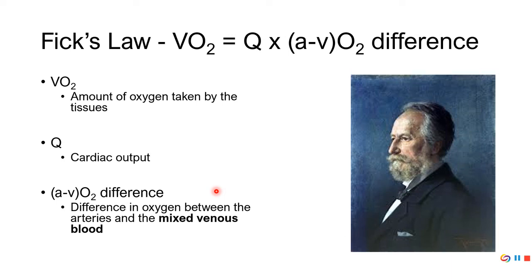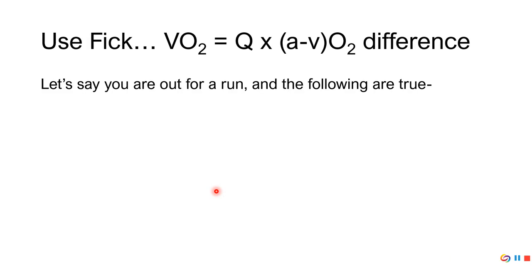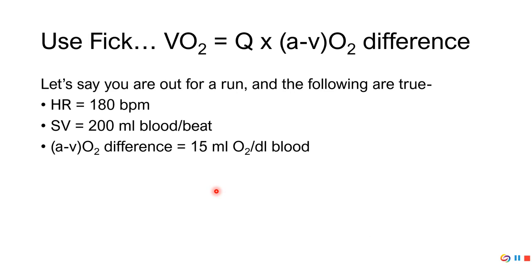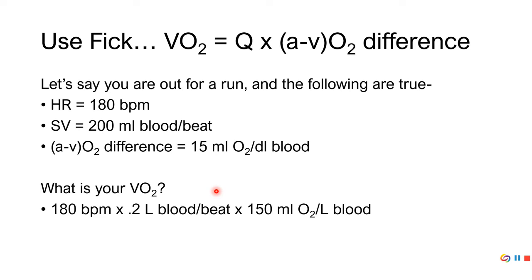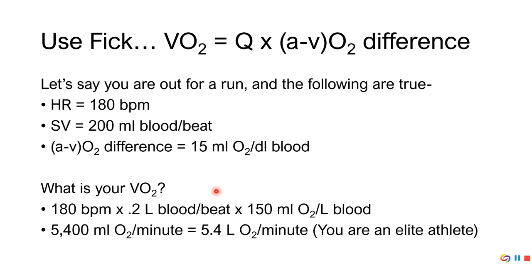We know VO2 is just how much oxygen we're using, and Q is cardiac output, and then the AVO2 difference is the difference in the amount of oxygen in your arterial blood versus your mixed venous blood. Okay, so let's just say you go running and your heart rate's 180, your stroke volume's 200, and your AVO2 difference is 15. Well, what would your VO2 be? If you do the math here, this would give you 5.4 liters of oxygen per minute. And unless you're a pretty big person, this would suggest that you're probably an elite athlete. That's a lot of oxygen to use, but it's possible.